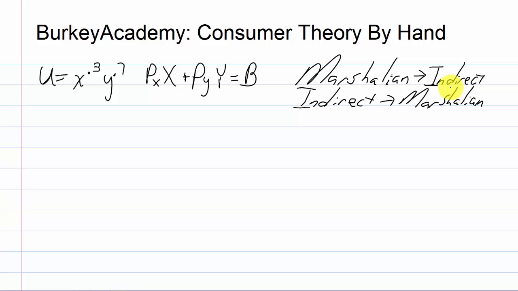So let's get started. The first thing you want to do if you are going to figure out the Marshallian demands is just solve this for x star and y star, the optimal amount of x and y. And there are two ways that you could go about doing this. One way would be to use a Lagrangian multiplier method. I have a video on that.